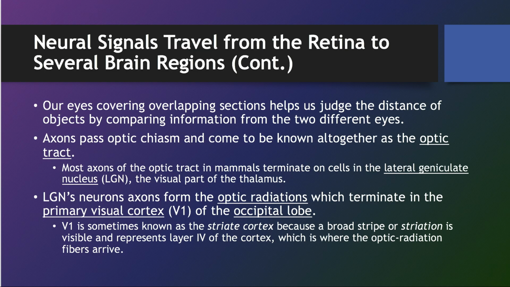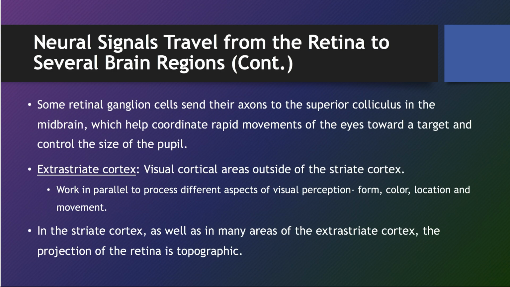Information from the two eyes comes together on cells beyond layer 4 of V1, and this makes binocular three-dimensional vision possible. Some retinal ganglion cells send their axons to the superior colliculus in the midbrain, which helps coordinate rapid movements of the eyes toward a target and controls the size of the pupil. The extrastriate cortex is the visual cortical areas outside of the striate cortex. These work in parallel to process different aspects of visual perception, such as form, color, location, and movement.